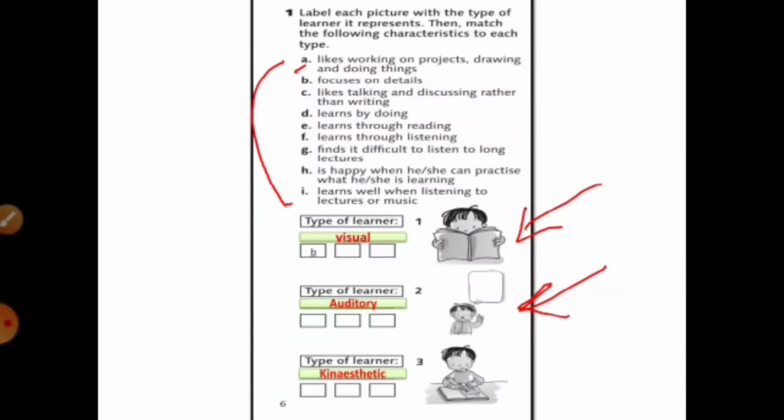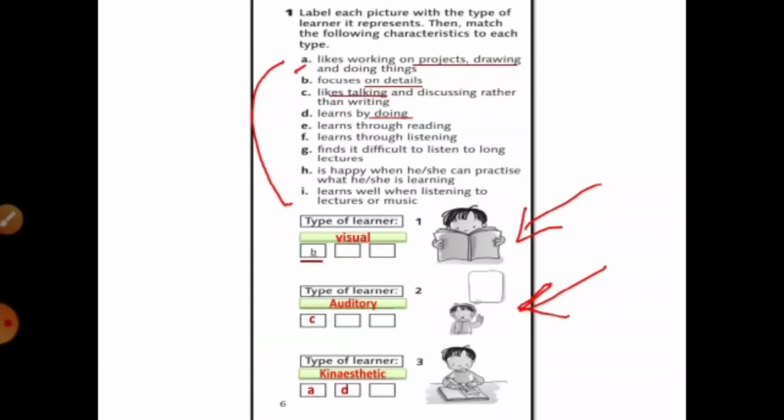Likes working on projects, drawing and doing things. A with, yes, with kinesthetic learner. B. Focuses on details. B with, yes, visual learner, and it's done. C. Likes talking and discussing rather than writing. Who likes talking? Yes, the answer is auditory. D. Learns by doing. Yes, here we are talking about kinesthetic.